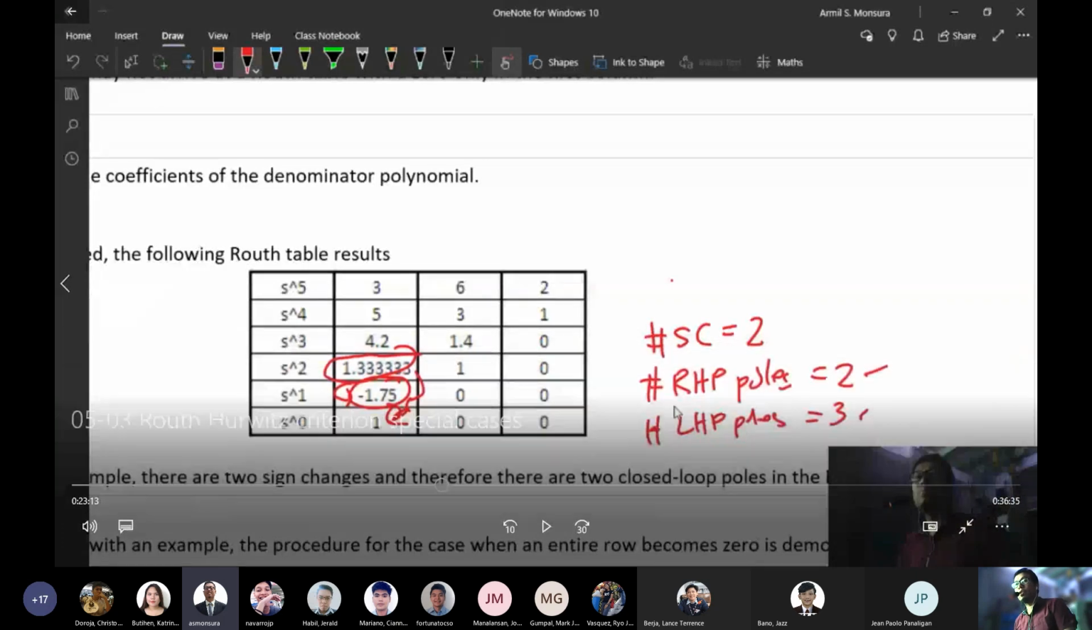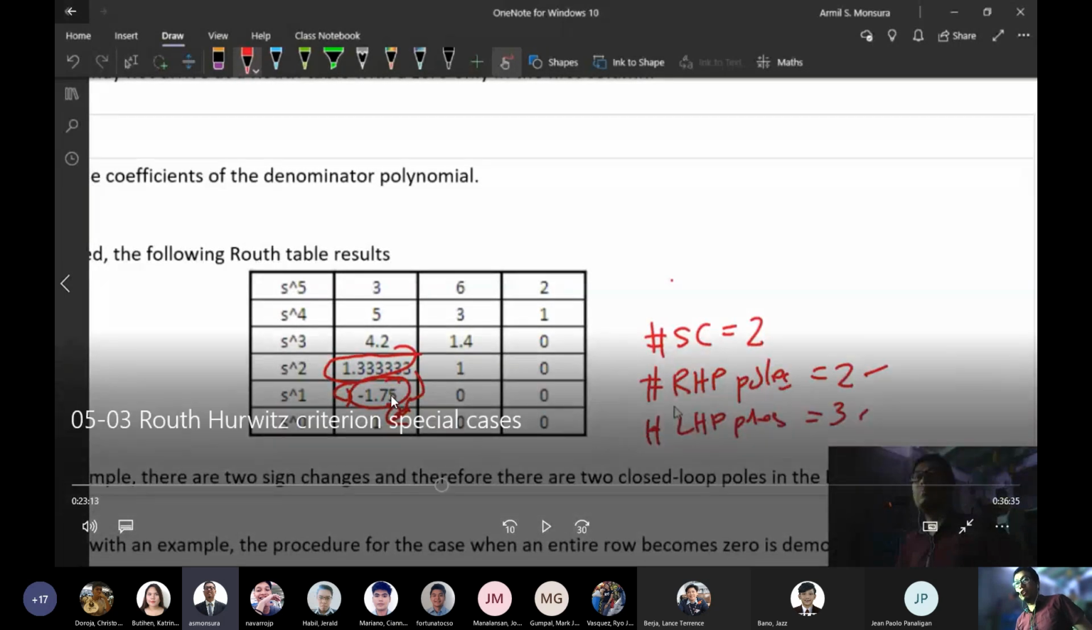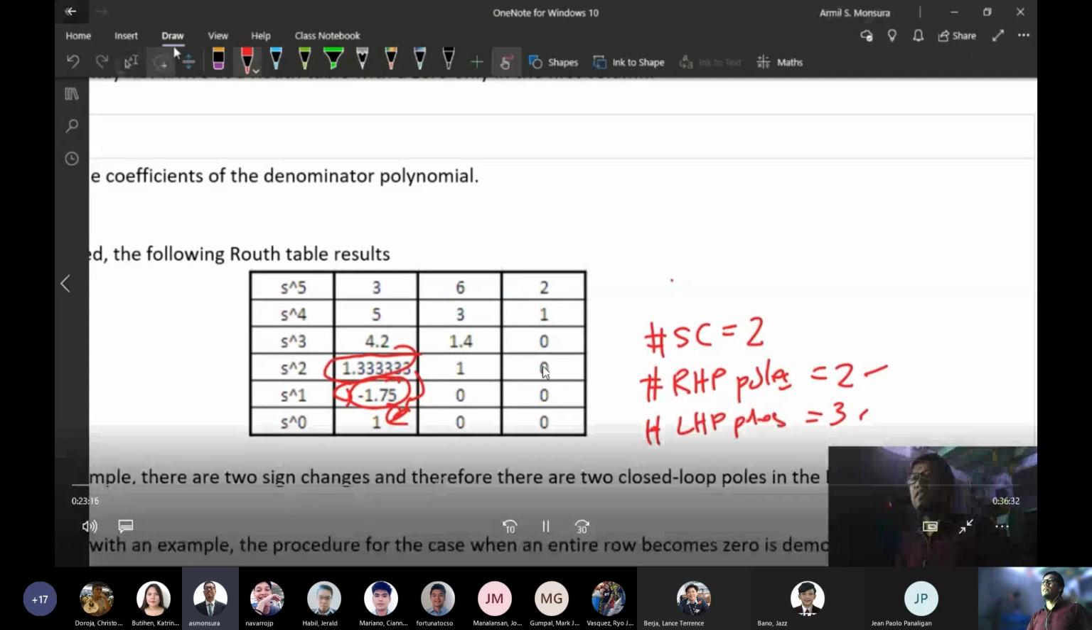May question tayo dun sa first case natin. Sa first special case pala. Okay, so kung wala, let's continue on dun sa second case naman. Okay? So, yun.